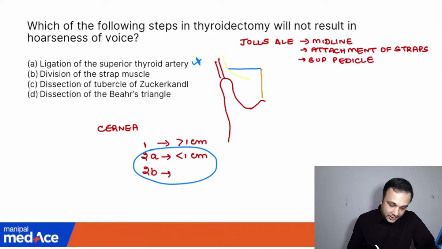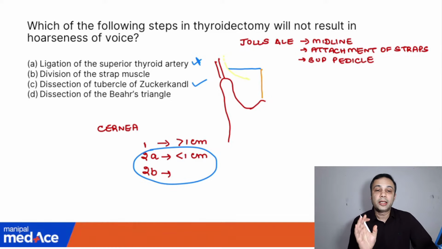Let's look at dissection of the tubercle of Zuckerkandl. The tubercle of Zuckerkandl is located in the posterior part of the thyroid gland. It is very closely related to the cricothyroid joint. What you need to remember is that it is also very closely related to the recurrent laryngeal nerve and the superior parathyroid. So when you're dissecting the tubercle of Zuckerkandl, there is a chance that you can injure the recurrent laryngeal nerve. So this option is also out.